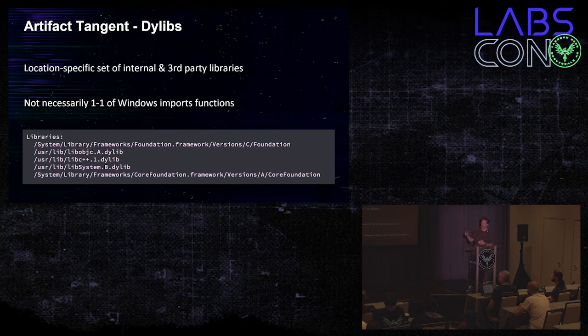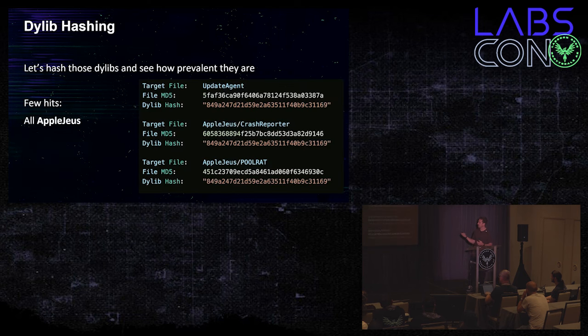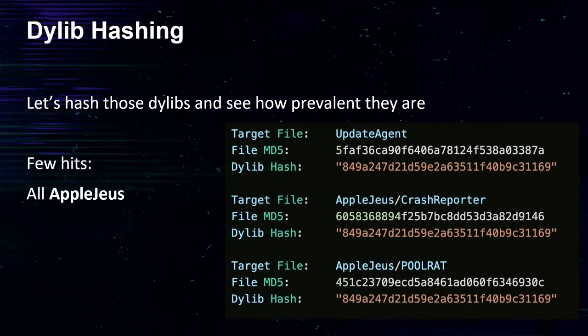And so if you take these dylibs and create a hash value from the update agent payload, and you do a similar thing across all the macOS malware families that I had access to, whether it's VX Underground, Malware Bazaar, Patrick Wardle's corpus, and you do that over all those samples, the only samples that actually match that hash are previously attributed Apple Jeus things, including PoolRat and an old thing called Crash Reporter. So I thought that was a pretty interesting way to pivot across them by sort of relying on these third-party dependencies.